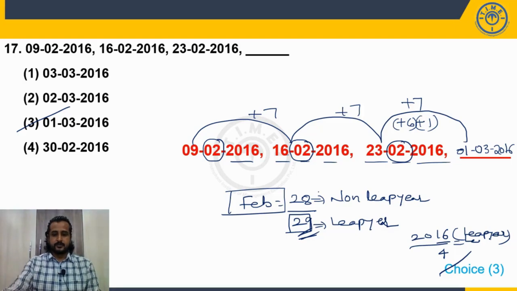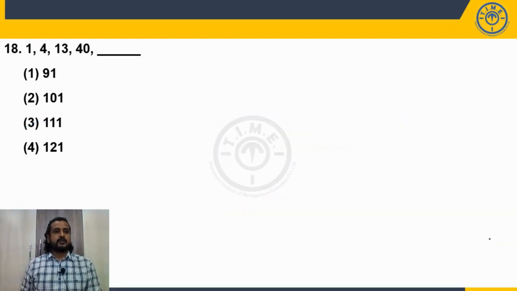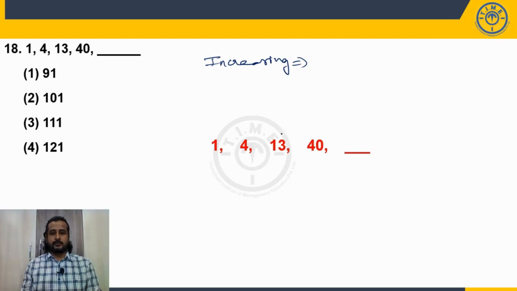Fine. Now move to the next question. 1, 4, 13, 40. The given numbers are in increasing pattern or decreasing pattern? Increasing pattern. And if there is a small jump or big jump from one number to another number, look at here, 13, 40 means there is a big jump. So from one number to another number, there is a big jump.